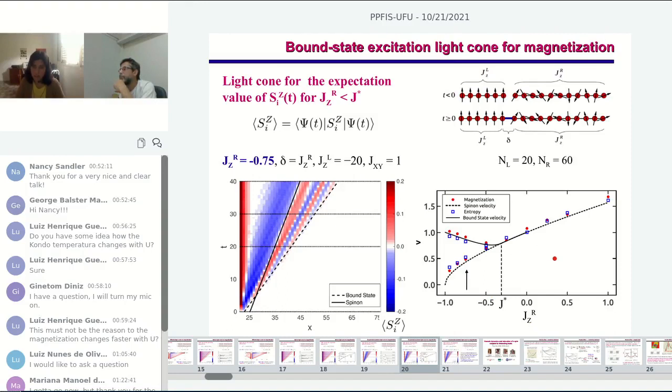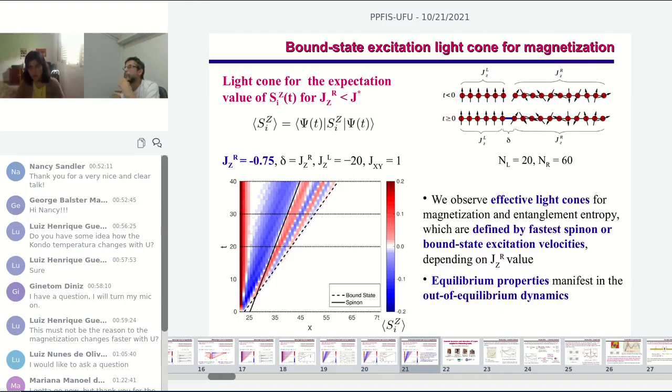We did this also for the entanglement entropy. I'm not showing the results here because of lack of time. The results coming from the entanglement entropy correspond to these blue squares. And in general, we have a good agreement between the velocities defining the light cones and the velocities of either the spinon excitation or the bound state excitation.